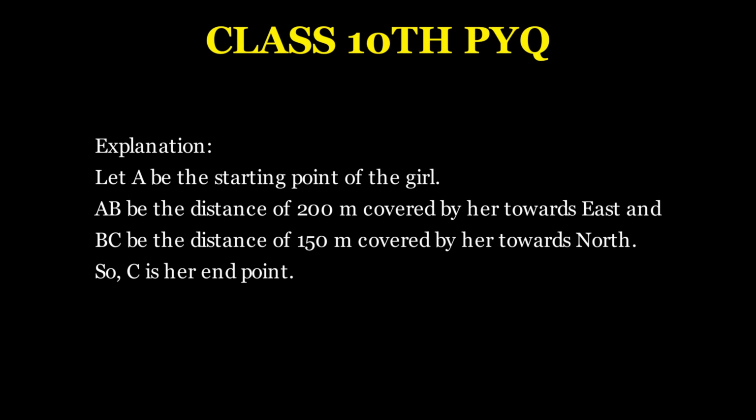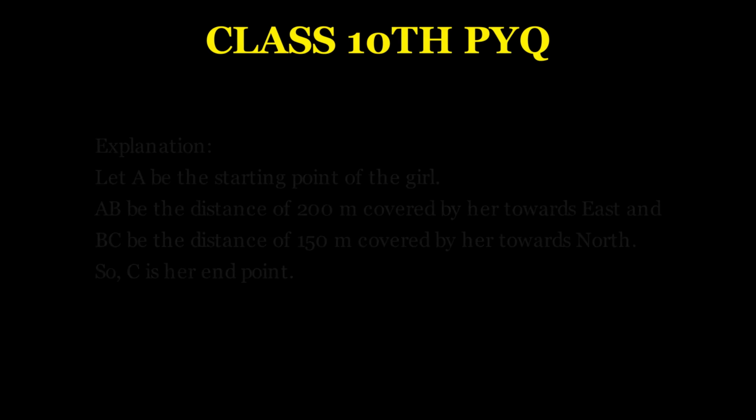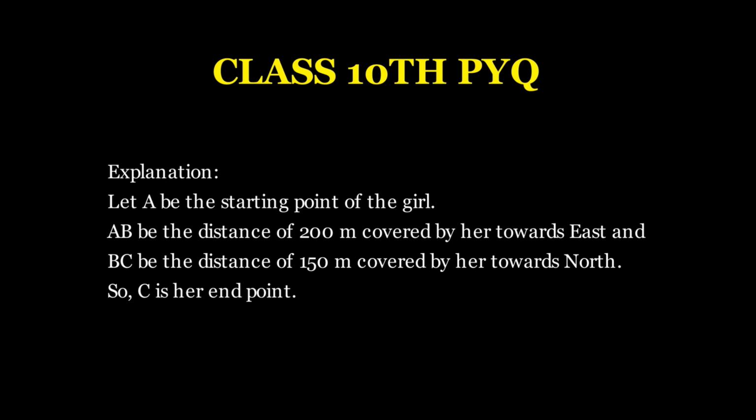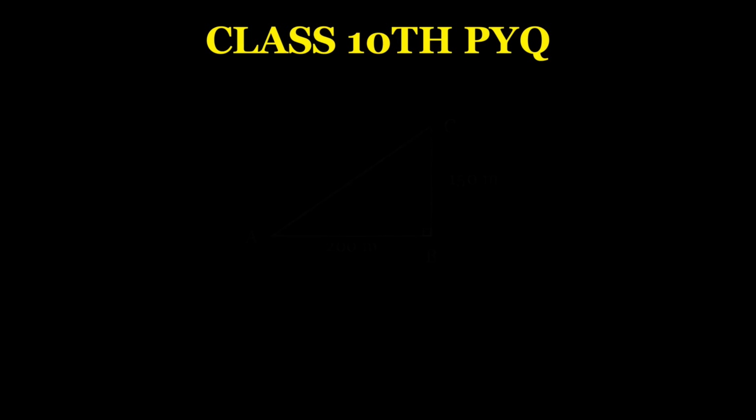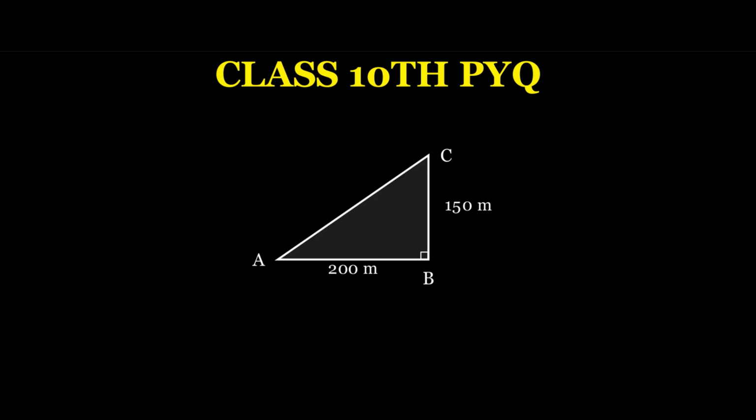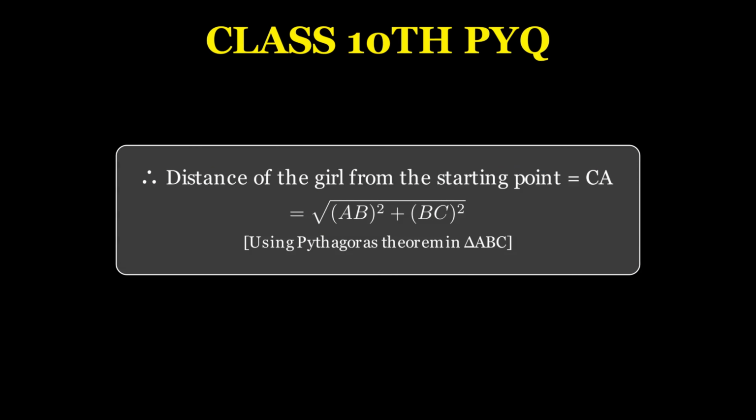Let A be the starting point of the girl. AB is the distance of 200 meters covered by her towards east. BC is the distance of 150 meters covered by her towards north, so C is her endpoint. Clearly, we have a right-angled triangle, with AB equal to 200 meters and BC equal to 150 meters. AC will be the distance from the starting point. Now, distance of the girl from the starting point is AC.